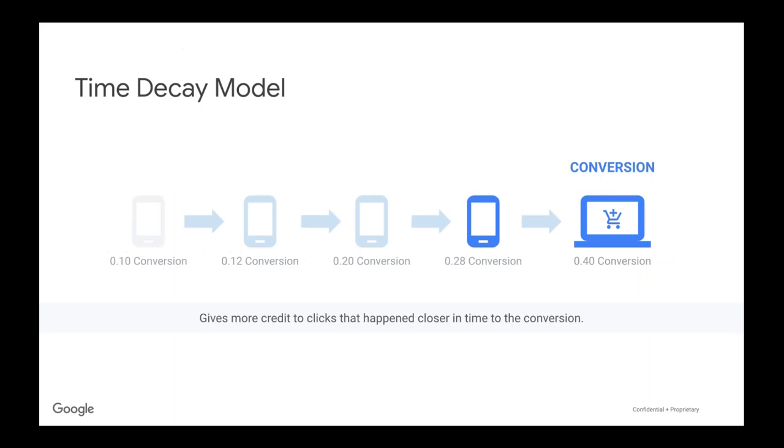What this means: the time decay model is the closest model to last click. Conversion credit is distributed according to the freshness of the click. And in this case, you can see that a click on the desktop received more credit than the first click on mobile, but we're still considering the entire journey. So we're not focusing just on the last piece.